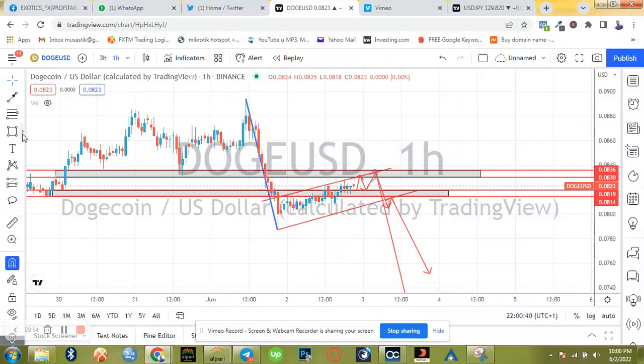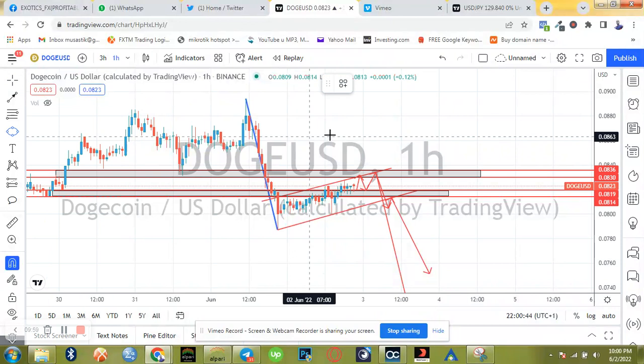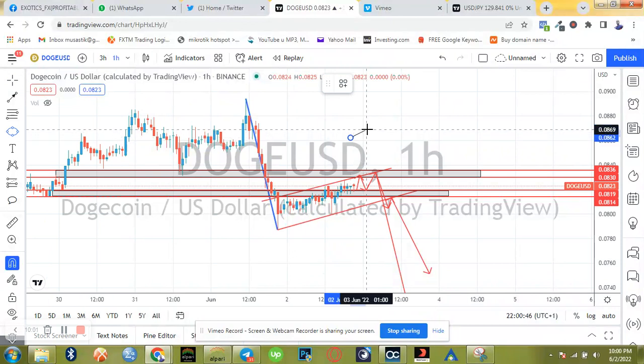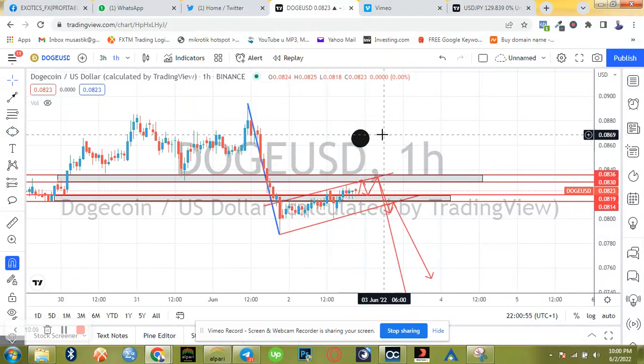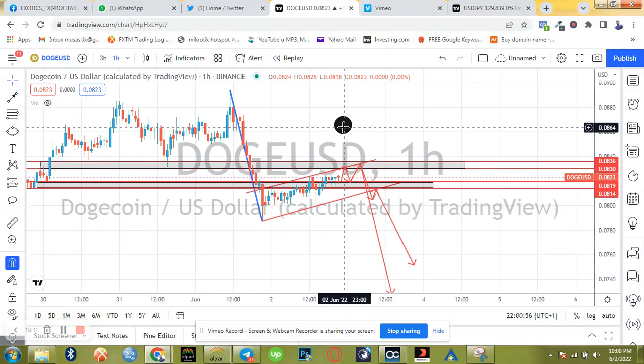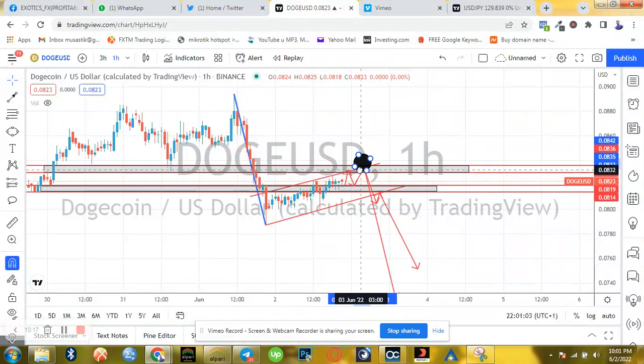Let me look for an ellipse. This is an ellipse tool. This ellipse will allow me to mark the entry so that you understand what I'm talking about. So I've picked this tool now. The next thing for me is to put it here, to show that this is my entry point.